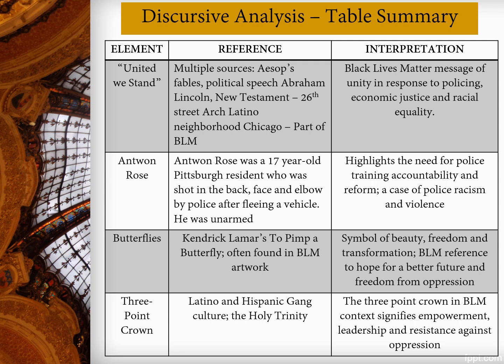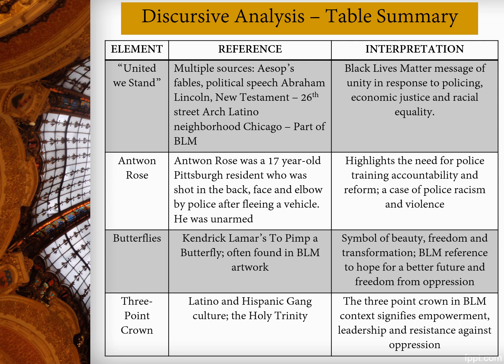Then, of course, we have another verbal message and visual message, Anton Rose. So Anton Rose was a 17-year-old Pittsburgh resident who was shot in the back, face, and elbow by police after fleeing from a vehicle. He was unarmed at the time he was fleeing. So his image, his naming, highlights the need for police training, accountability, reform, a case of police racism and violence. But basically this works through the narrative, the historical event, and the way this particular person was murdered and killed.